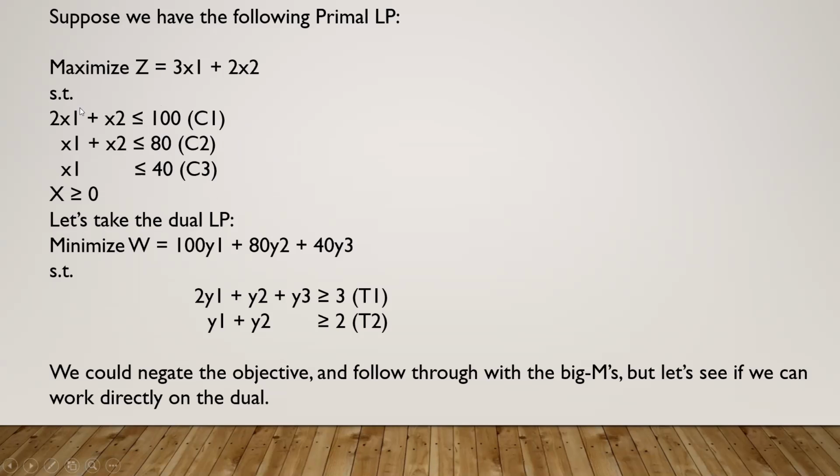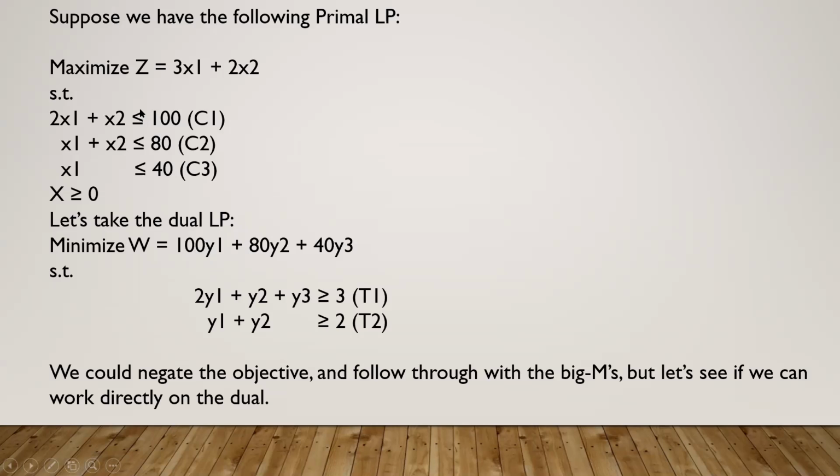So if it was a maximization, it becomes a minimization. Then how many constraints do I have? 1, 2, 3. So I should have 3 decision variables, 1, 2, 3, and their cost, or their coefficient, will be the right hand side of my equations. So here, if it's less or equal, I will make it 100. This is the coefficient for my first variable, and this one will be 80, and this one will be 40.